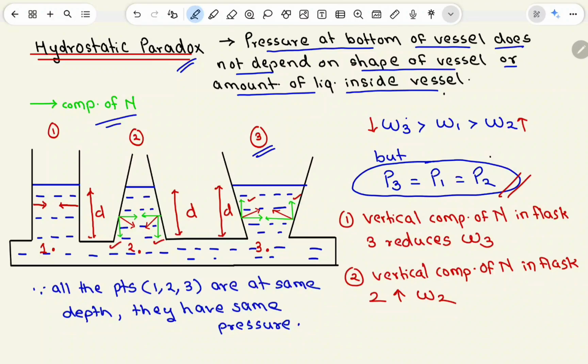Sorry, I forgot to mention the effect of normal reaction in flask 1, but it is not necessary because the normal reactions, as we can see, oppose each other and directly cancel each other. Therefore, there is no effect of normal reaction on weight 1.